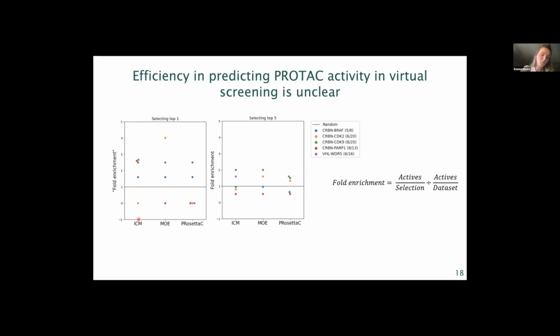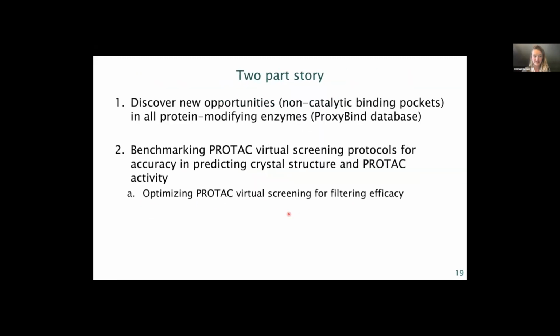And overall, what we can see is that predicting activity is a bit unclear. I looked at this by fold enrichment, so the ratio of actives in the selection compared to the ratio of actives in the data set. For some test cases, this ends up with an increased fold enrichment when you look at top 1, top 5, but for some test cases, this is not the case. So that led me to my third part: can we optimize these PROTAC virtual screenings to better filter for active PROTACs versus inactive PROTACs?